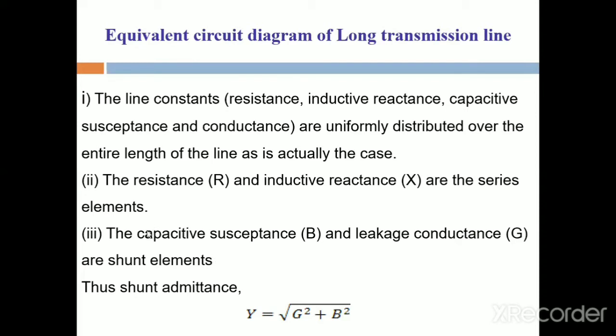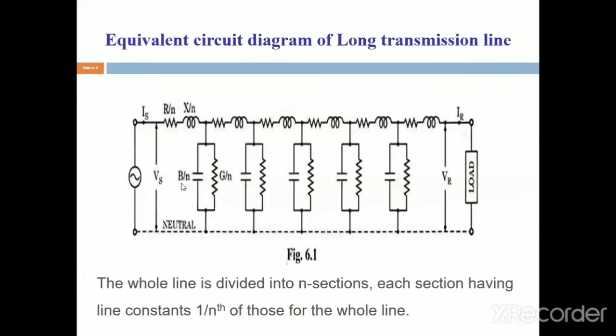Okay, are the shunt elements. In the case of the equivalent circuit diagram, the resistance R and the inductive reactance X are the series elements. The capacitive susceptance B and the conductance G are the shunt elements. Okay, this is the overall equivalent circuit diagram.